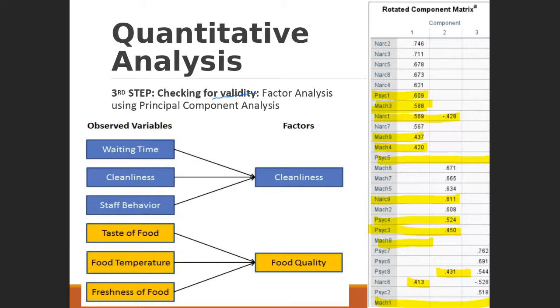Like the food quality here, there are three items to measure food quality: taste of food, food temperature, freshness of the food. So after factor analysis, we shall be able to prove that all these three questions that measure food quality are grouped together, they are loaded separately, and all the three questions which are measuring cleanliness are grouped together, they are measured separately. Now let me try to give you an example. Consider the second picture in your slide. Consider this matrix. So here we are measuring basically three variables.